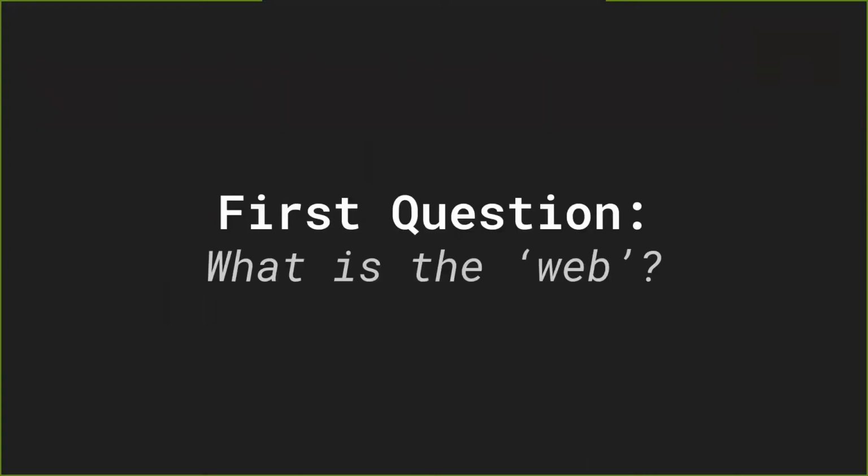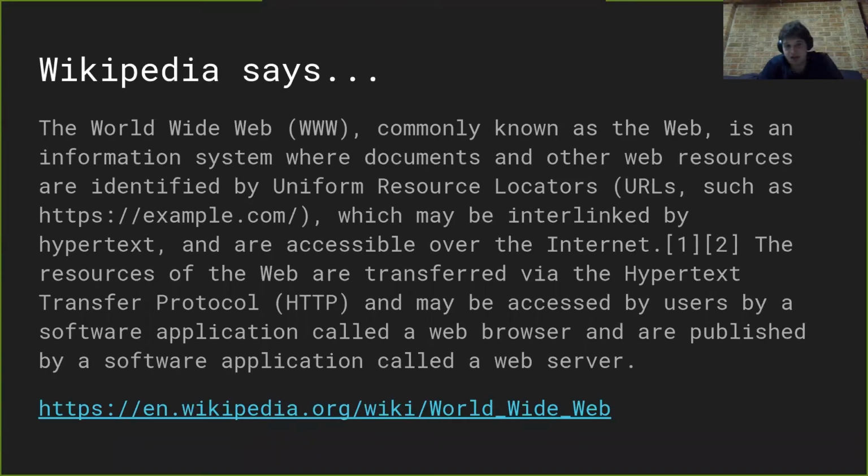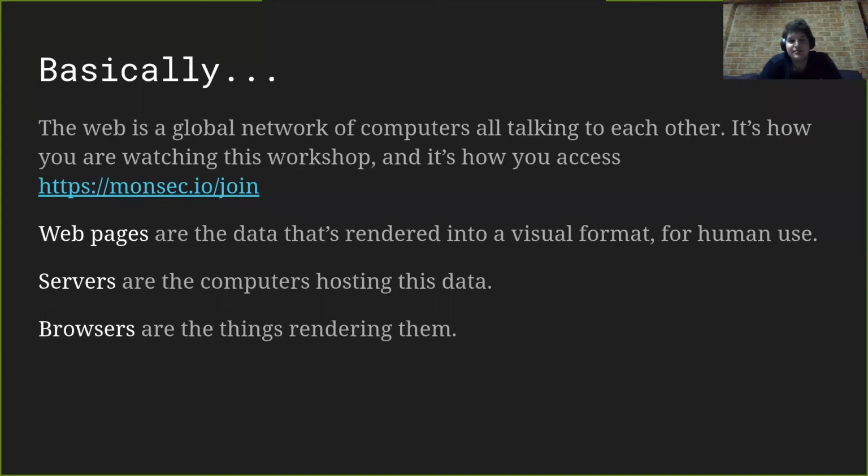So really the first question here is, what is the web? Before we can actually start exploiting, we got to know what we're exploiting. According to Wikipedia, the World Wide Web is this. I literally just copied and pasted. I didn't even read this. Basically, the web is a global network of computers which constantly talk to each other, and it's the reason you can access google.com or youtube.com or even monsec.io/join.